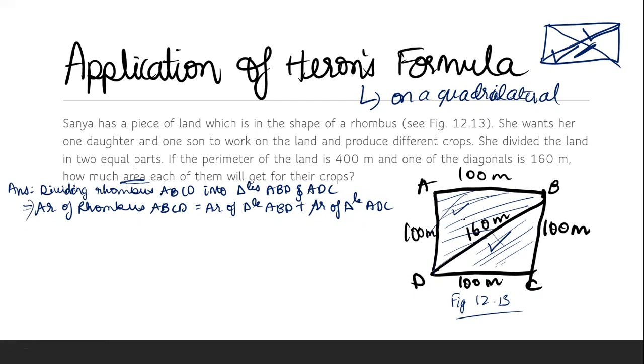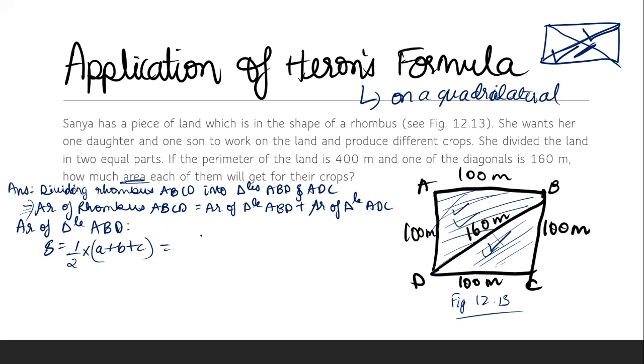And here Sania has divided this land into two equal halves, isn't it? And she wants her daughter and son to work in the divided parts. Basically, one part is for the daughter and the other part is for the son. So this point which I've written is just for your general information, but we need how much each person will get. So area of triangle ABD, which is nothing but, look here, we know that semi-perimeter is equal to half of the A plus B plus C, right?